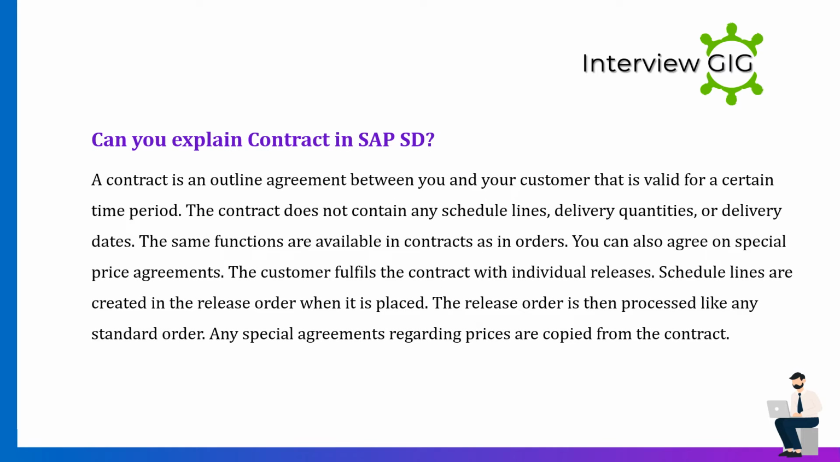Can you explain contract in SAP SD? A contract is an outline agreement between you and your customer that is valid for a certain time period. The contract does not contain any schedule lines, delivery quantities, or delivery dates. The same functions are available in contracts as in orders. You can also agree on special price agreements. The customer fulfills the contract with individual releases. Schedule lines are created in the release order when it is placed. The release order is then processed like any standard order. Any special agreements regarding prices are copied from the contract.